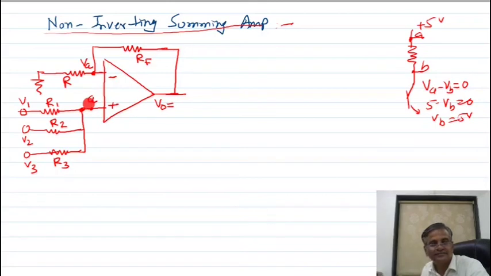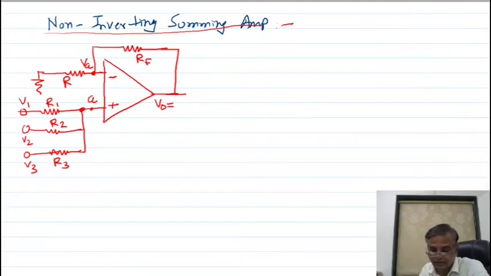I think you understand. Or you can understand by this. This potential and this potential are the same, which means the potential drop across this tends to 0. So remember this: due to infinite input impedance, this does not draw any current. Due to infinite open loop gain, this potential and this potential are the same. So the potential at A is nothing but VA.